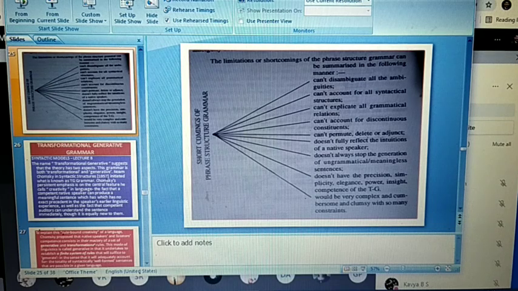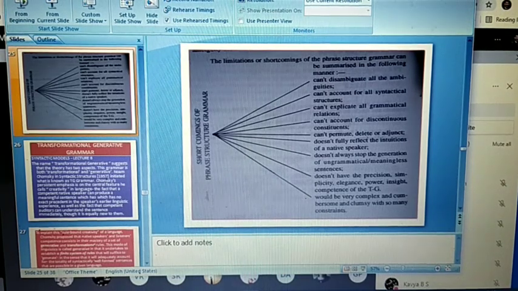So another limitation would be that it is very complex and cumbersome. Okay, causing a lot of problem or hindrance or obstacle, and clumsy with so many constraints. Like a very huge sentence, say for example, complex sentence, you cannot explain with a kind of tree diagram. You cannot have, of course, a lot of rewrite rules. So that is again another problem for phrase structure grammar.